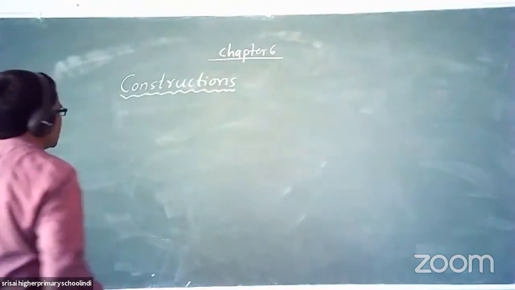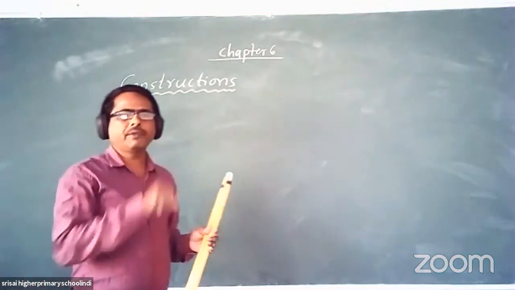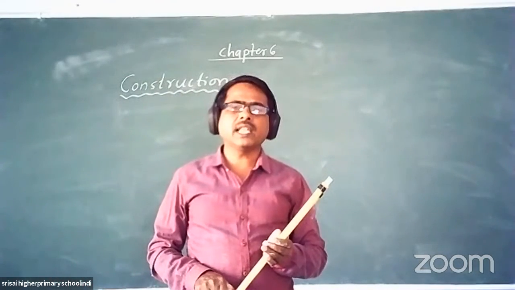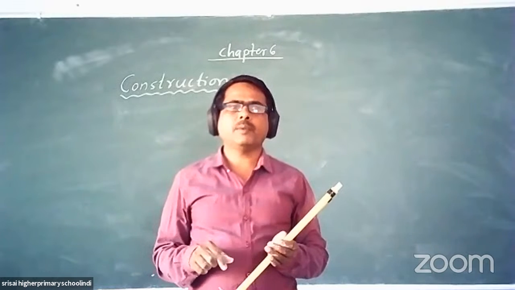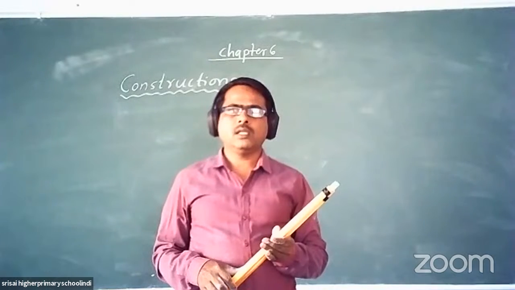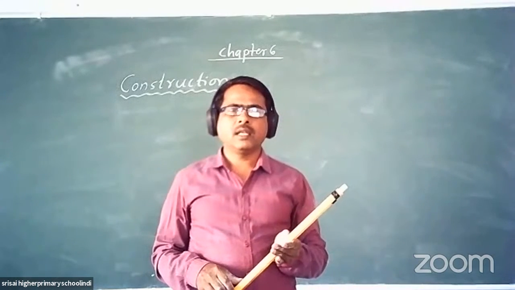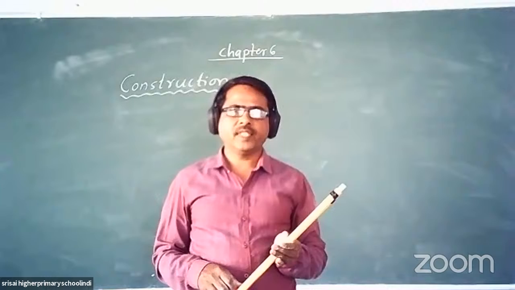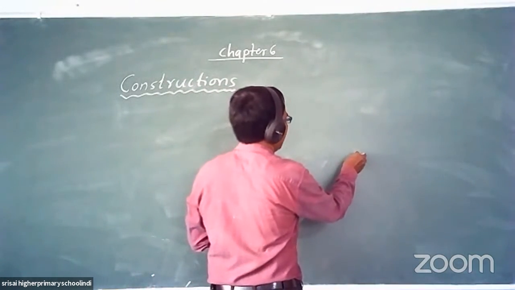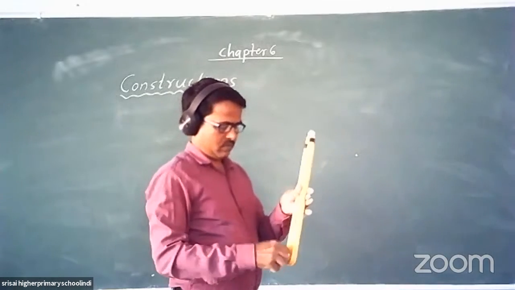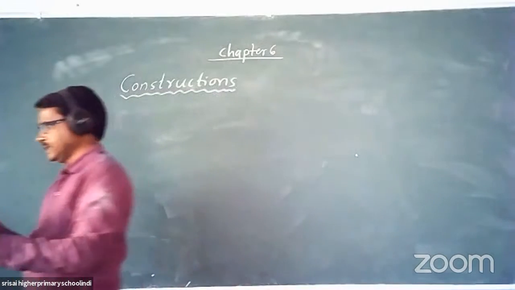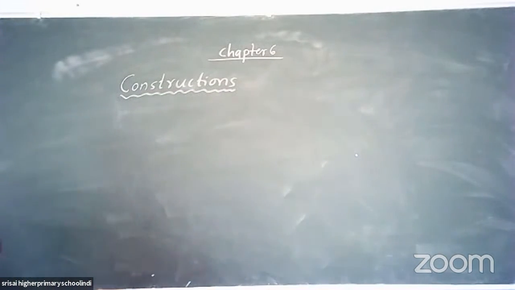From basics I'll start. All of you, we have studied how to construct a 60-degree angle. We will start from that. How to construct a 60-degree angle and how it works. It's very simple. See, students, here first I'll draw one circle.